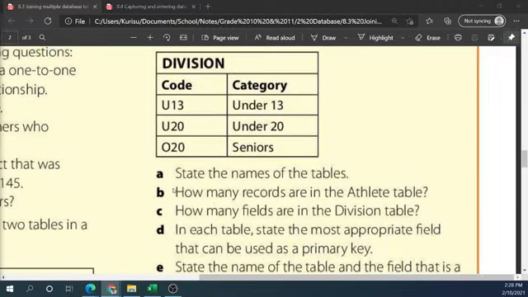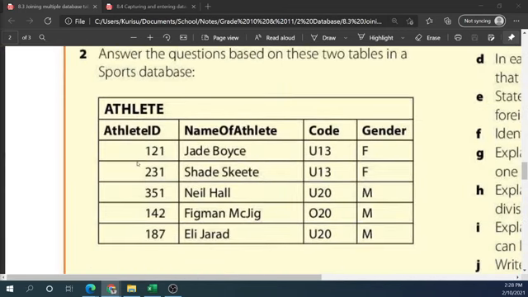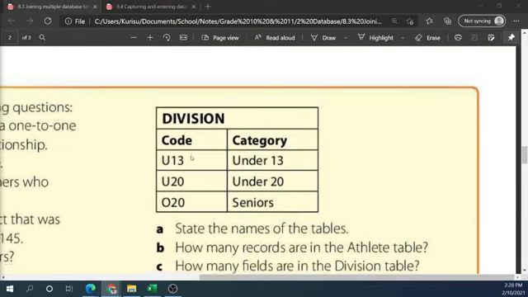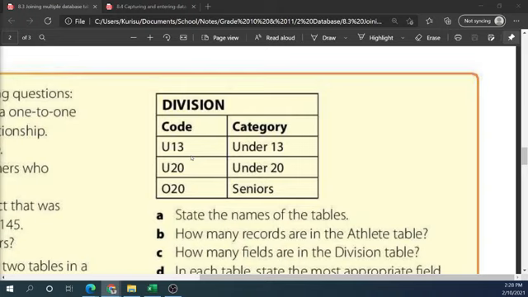Now, how many fields are in the division table? Let's see who gets this one right. Khadija. Sir, there are 2 fields in the division table. Your answer is correct. There's 2 fields. Why do you say 2 fields, though, Khadija? Sir, because there's code and category. Those would be the fields. Right. So code and category are your fields. So there's only 2 fields in the division table.